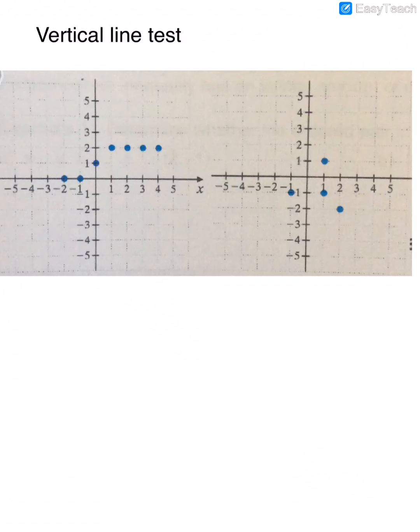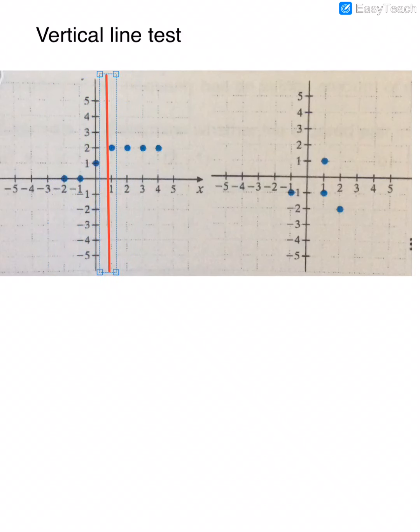When we have the graph of a line or any graph, we can tell if it's a function by whether or not it passes the vertical line test. So we know that a vertical line is a line that goes straight up and down. And what the vertical line test says is if we take a vertical line and pass it across the graph, if it touches that line in more than one spot at a time, then it's not a function.